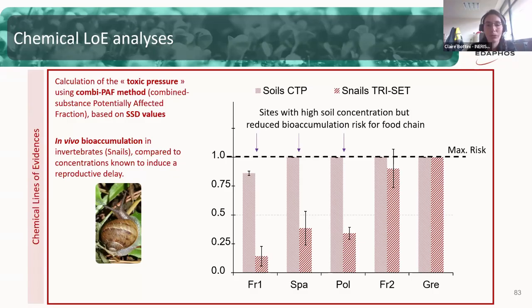So this figure shows you that most of the sites are raising an alert for total soil concentration. But when we look at the snail, we see some sites that do not bioaccumulate as much as others. So that was an interesting result.